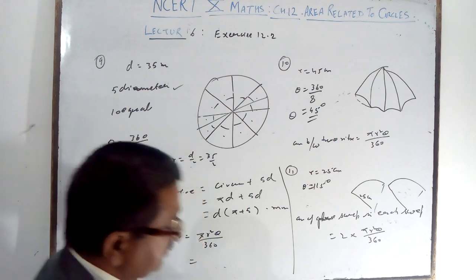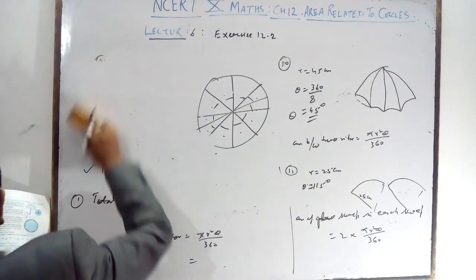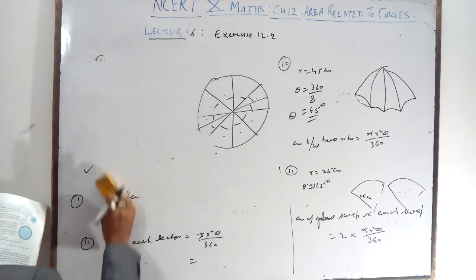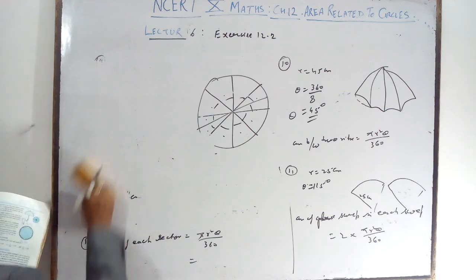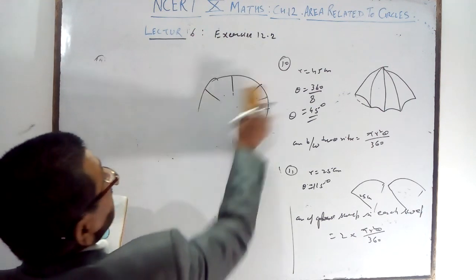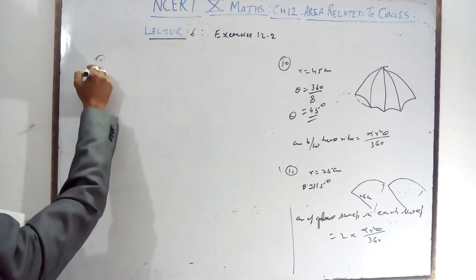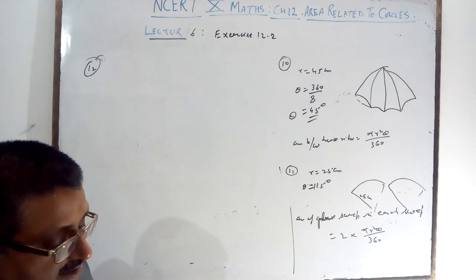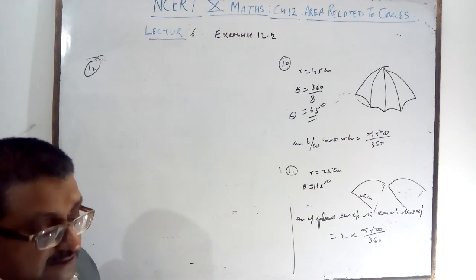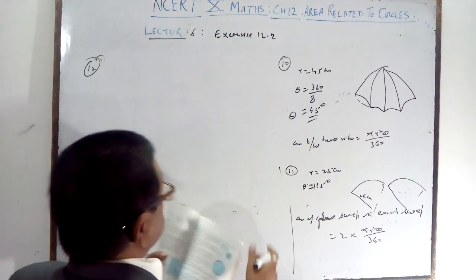Question number 12. What is given in question number 12? To warn ships of an underwater rock, there is a lighthouse. A lighthouse sprays red colored light over a sector of an angle 80 degrees at a distance of 16.5.